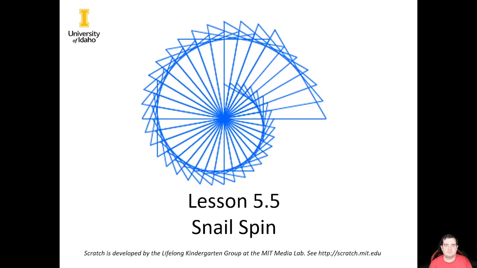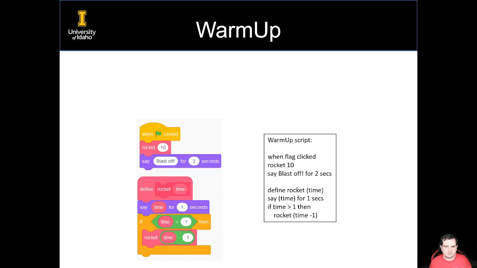This is lesson 5.5 of the University of Idaho's CS 112 course. Today we're going to be doing what I kind of call a snail spin. So we're going to make it so it looks kind of like a snail shell. It's kind of cool. It's kind of fun. All right, let's get to it.